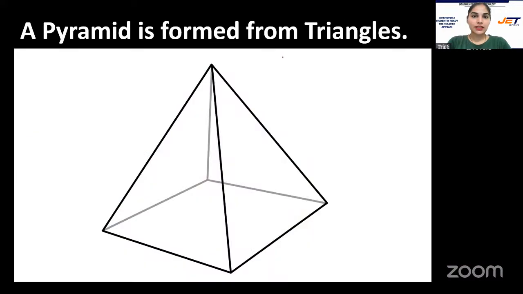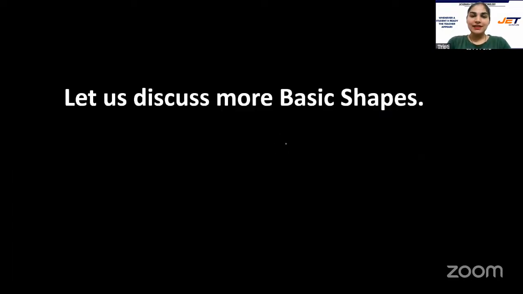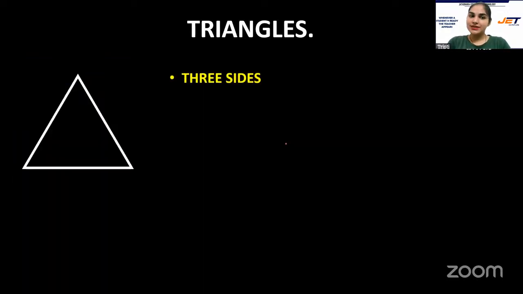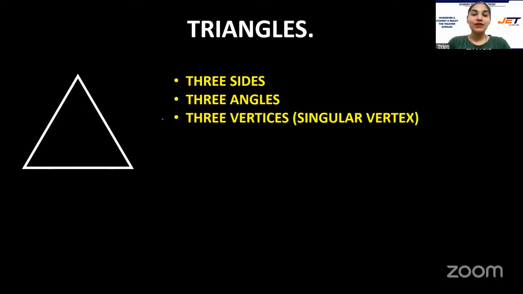Now, a pyramid is formed from triangles over here, as you can see. We will discuss more about the basic shapes. These are the triangles. What is a triangle? What are the properties of triangles? Let's see. A triangle has three sides, 1, 2, 3. It has three angles. The area between the arms, like these are the two arms, in between, it states the angle, right? How far it is, you can say. Three angles and three vertices.